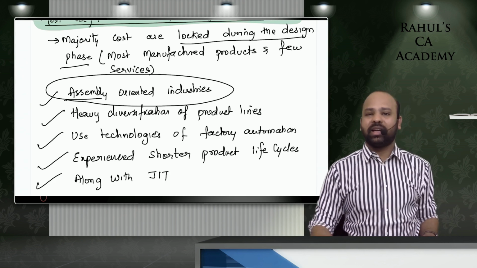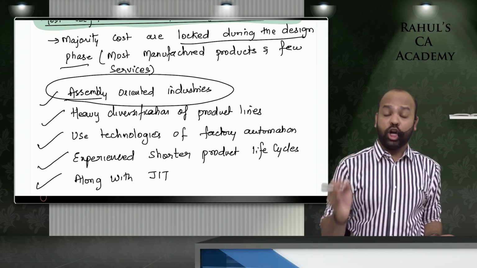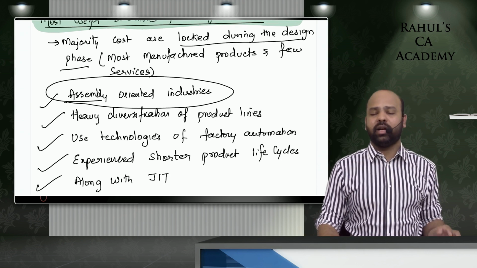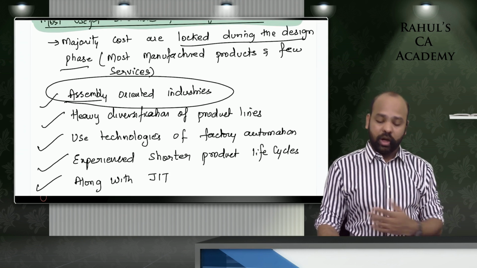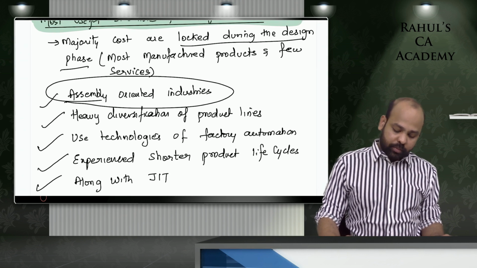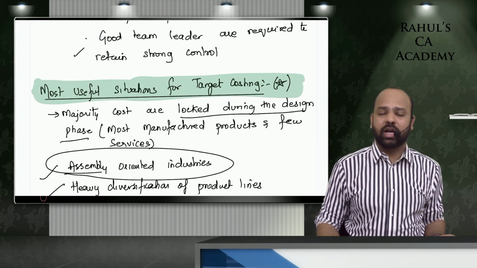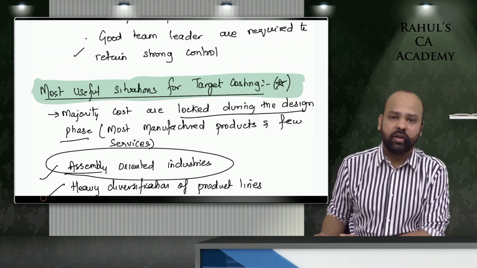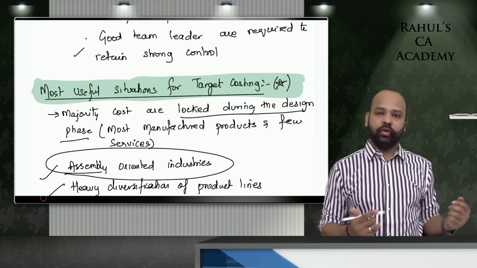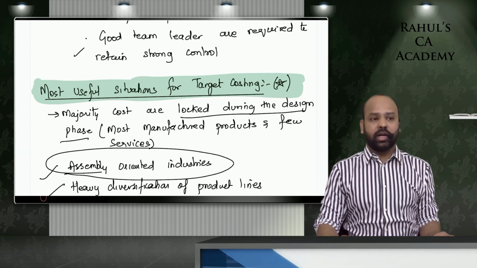And of course, target costing has always been implemented with just in time. Your answer will be a majority of the cost gets locked in during the design phase. It is useful for assembly oriented industries, and then the other points will follow. Heavy diversification of product lines, using technologies for factory automation, shorter product life cycles, and along with just in time. Remember, all of these can come as parts of comments. They might ask you to state the advantages, they might ask you to state the problems, they might ask you to state the most useful scenarios. Just this has come in the examination already. What are the most useful situations for target costing?